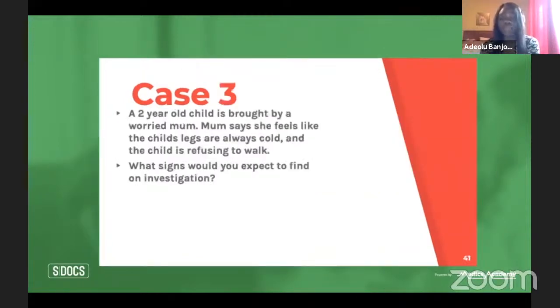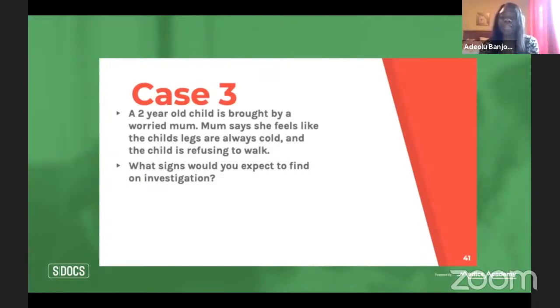So now the last case, case 3: a 2-year-old child is brought by a worried mom. The mom says she feels like the child's legs are always cold and the child is refusing to walk. What signs would you expect to find on investigation? This one is actually a bit tricky, but the main hint is that the child is refusing to walk and the child's legs are cold. Those are 2 signs that the child's lower body might not be getting enough blood.